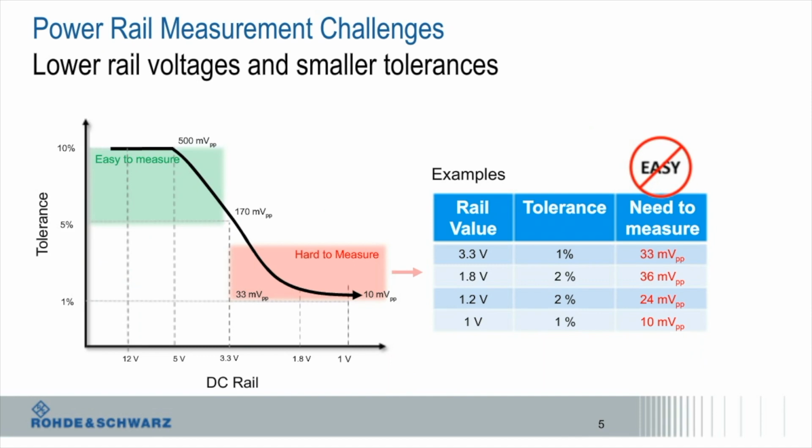A key measurement challenge with power rails is associated with the ever-decreasing tolerances associated with power rails. Even older standards like 5 volts and 3.3 volts may have tolerances that are much tighter now than they were a few years back. Measuring 10% tolerance on a 5-volt rail is really easy to do on any scope. Measuring a 1% tolerance on a 1-volt rail is a really difficult measurement for most scopes in the world, as the noise from the measurement system approaches and in some cases exceeds the value to be measured.